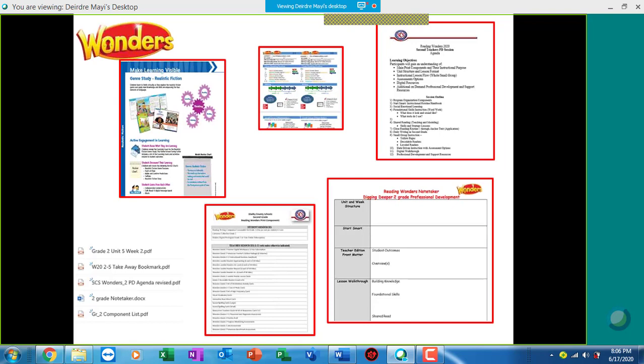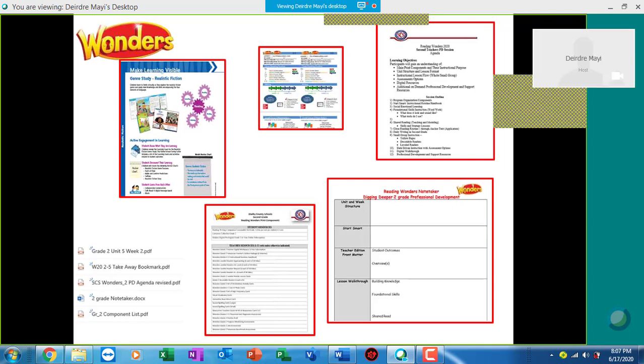We also provided a takeaway bookmark, which has some information that we think will be very useful to you as you are engaging in self-study. We provided a note-taking mechanism for those of you who wanted to have some guidance with respect to taking notes about today. But very importantly, we included a component list. This component list will tell you about the resources that you are going to receive in print. And so that's very, very important.